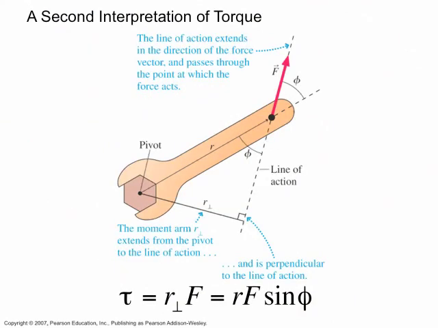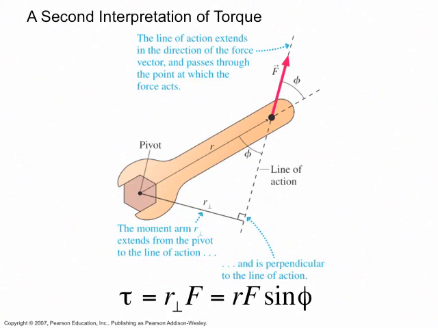We can interpret torque in another way. We can rewrite r F sine phi as r sine phi times F, or F times r sine phi, meaning that r sine phi is just as good as F sine phi. r sine phi would be the component of the position vector perpendicular to the force, rather than the component of the force perpendicular to the position vector. Whether it's r sine phi times F or F sine phi times r, we get the same result.